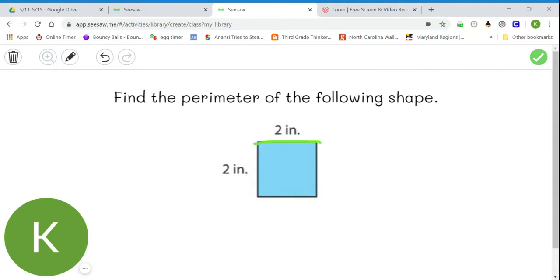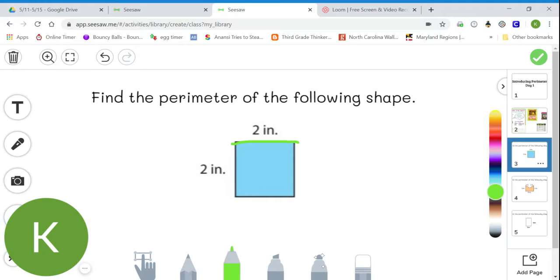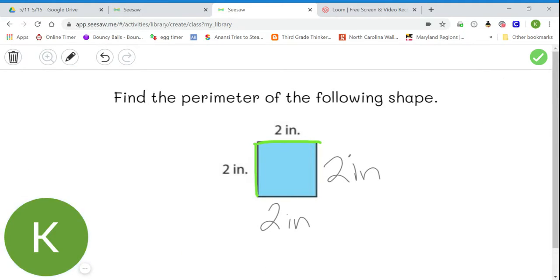So if this side is 2 inches, that means this side also has to be 2 inches. And if this side is 2 inches, that means its opposite side also has to be 2 inches. Now we can find the perimeter of this shape. Let's create 2 equations for finding the perimeter. One, I can add every single side. So 2 inches plus 2 inches.